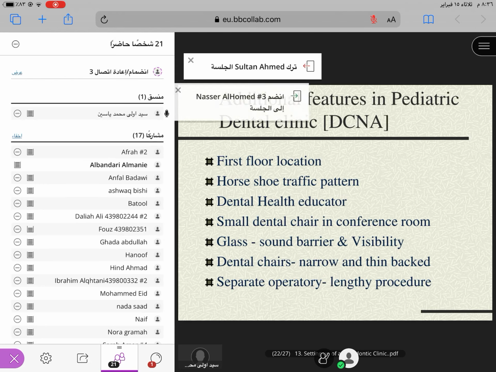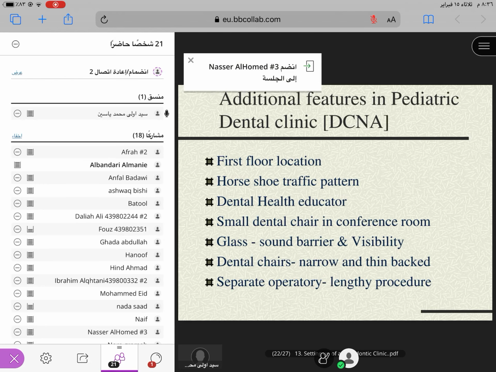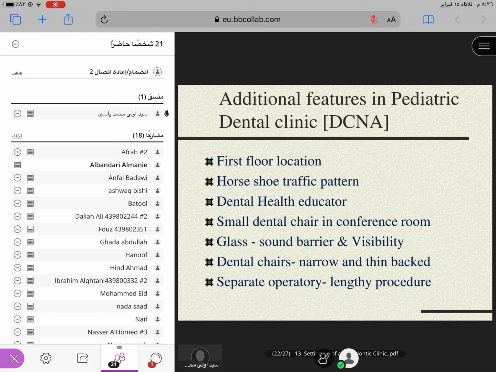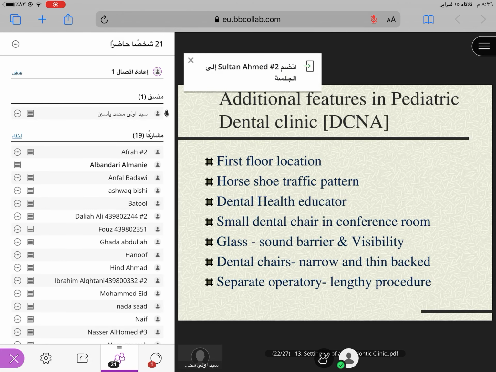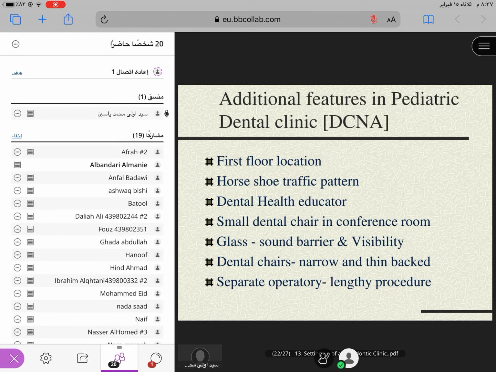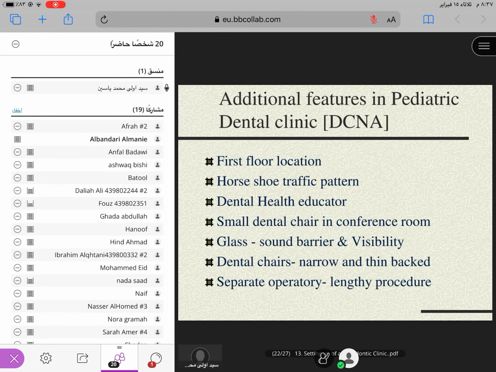Additional features for the dental clinic include a first floor location, which is most often preferred. It should have a horseshoe traffic pattern. I told you earlier, entry should be in one area and exit should be from the other door. They should have a dental health educator, and a small dental chair in the conference room. It will be very comfortable for the child. You should have a glass sound barrier, especially for an uncooperative child, so that the sound and the noise of the uncooperative child does not affect the cooperation of the other child.